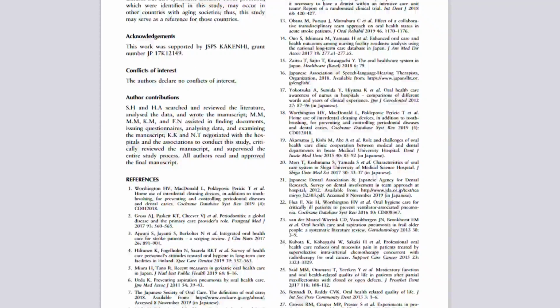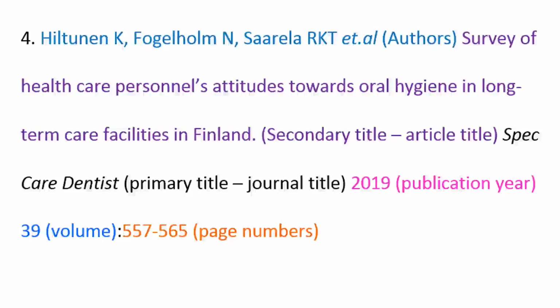We are now looking at a different reference list. It uses a different referencing style. In this numbered style, references are listed in the order in which they were referred to in the text. We are going to look at the fourth reference. This is a journal article reference.